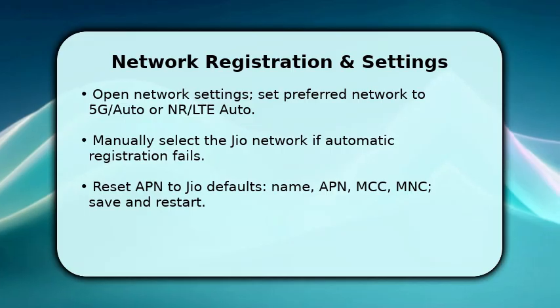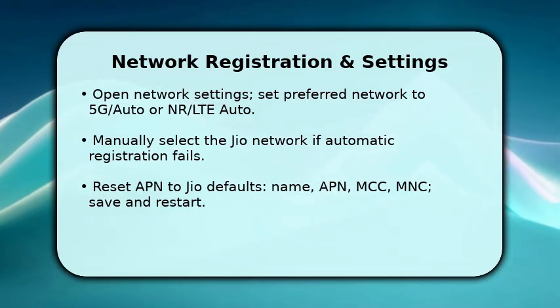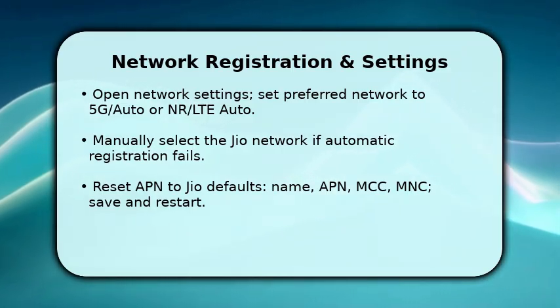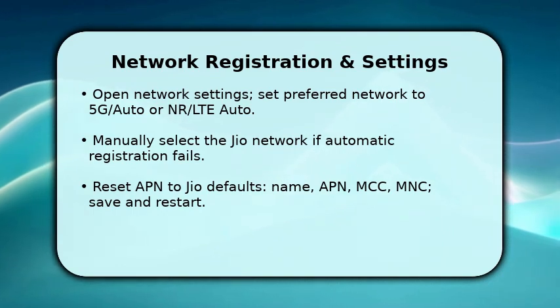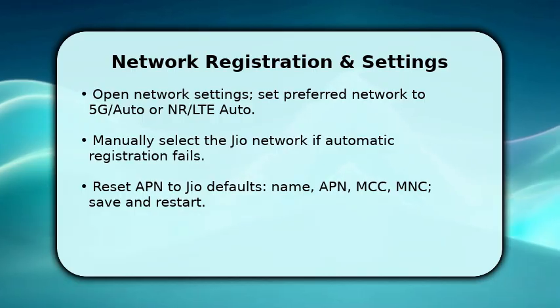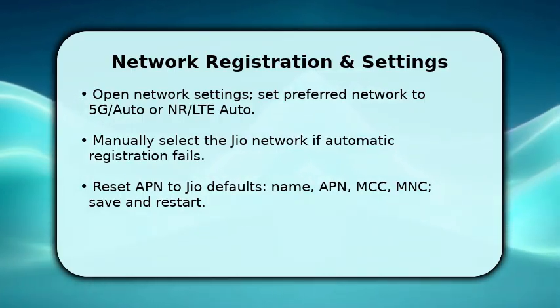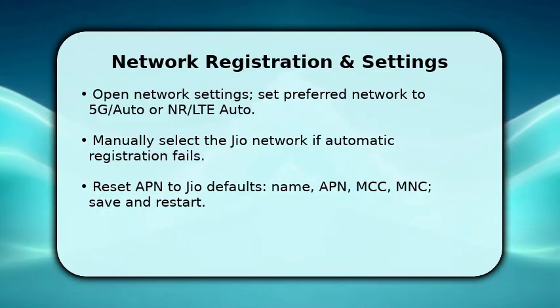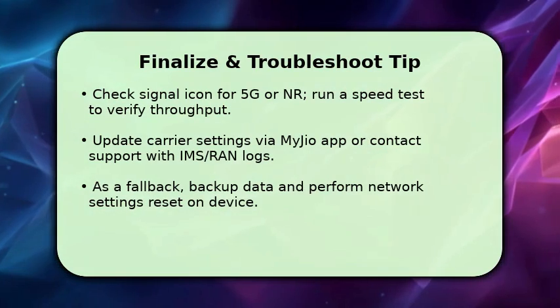Then open APN settings, confirm Jio defaults are present, APN, MCC, MNC, and reset if altered, because incorrect APN prevents data provisioning. Once these changes are saved, restart the phone to force a fresh attach and IP allocation by the carrier. Finish by validating the connection.